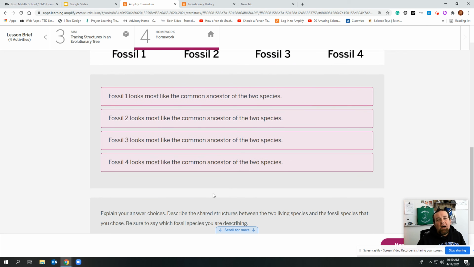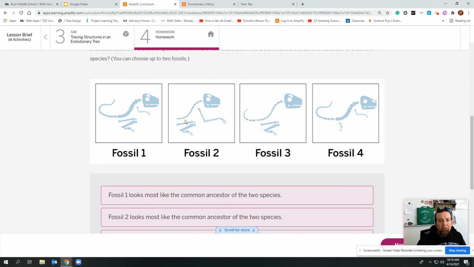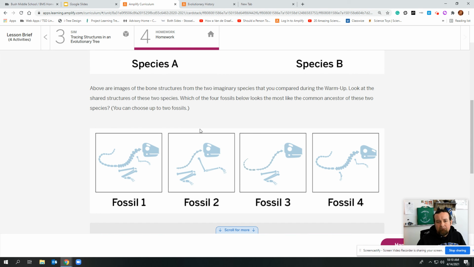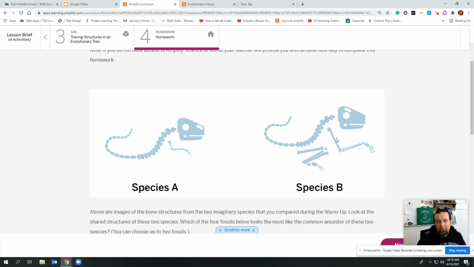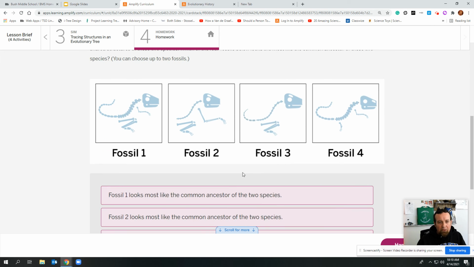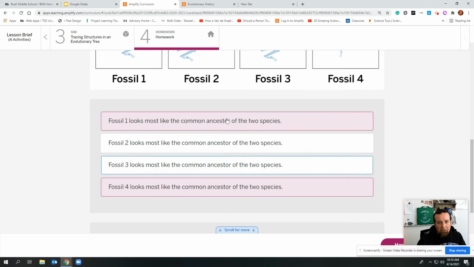Okay. Hopefully you paused the video and you got that done. But I want to help clarify your thinking. Fossil 2 is missing a tail. Okay, so we probably want to eliminate that one. And then fossil 3 is missing front legs or front arms. So we should probably eliminate that one too. So our two that we should choose would be fossil 1 and fossil 4.